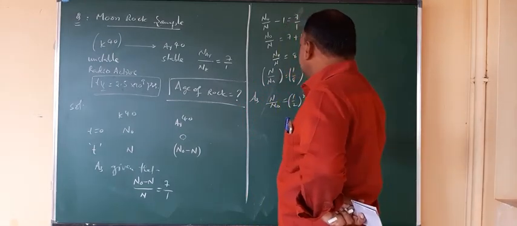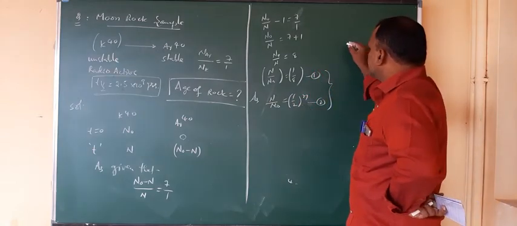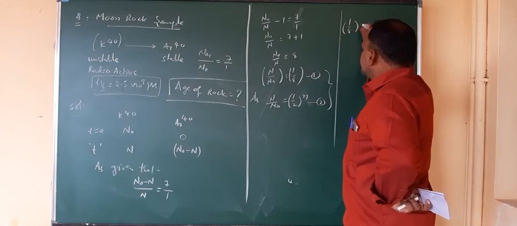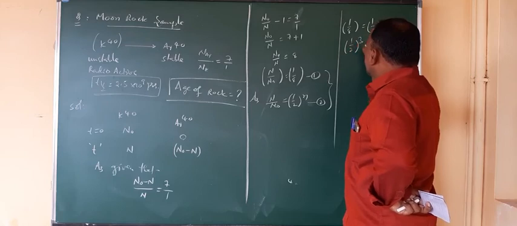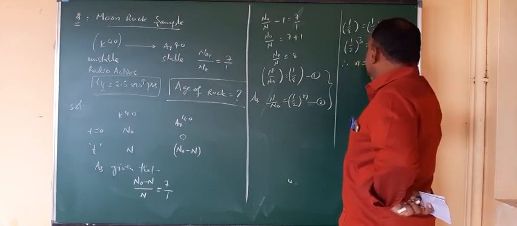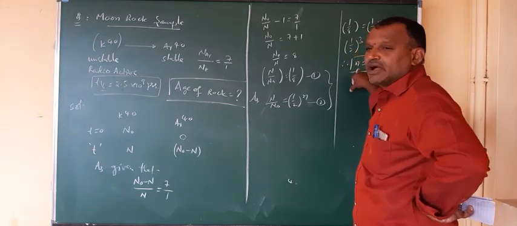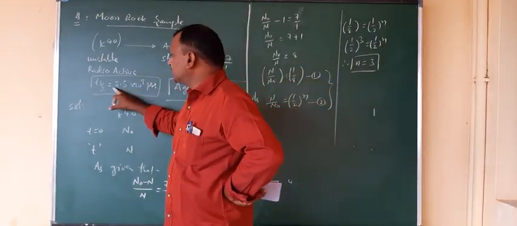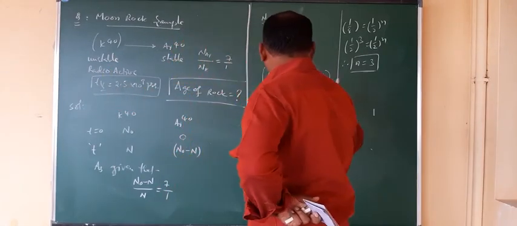Now we can compare these two equations. 1/8 is equal to 1/2 to the power n. 1/8 can be written as 1/2 cubed, which is equal to 1/2 to the power n. Therefore n is equal to 3. How many half-lives? 3 half-lives are required to make this ratio. The half-life of this radioactive sample is given as 2.5 into 10 power 9 years.